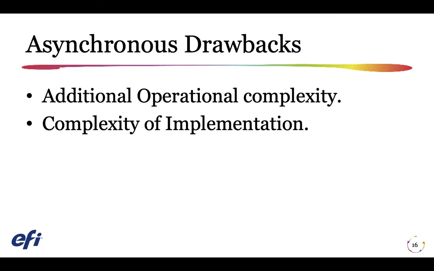Complexity of implementation. Each request message must contain a reply channel identifier and a correlation identifier. The service writes a response message containing the correlation ID to the reply channel. The client uses the correlation ID to match the response with the request. All this increases the complexity of the implementation.